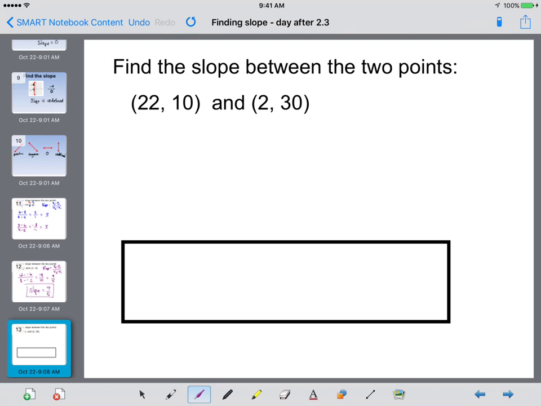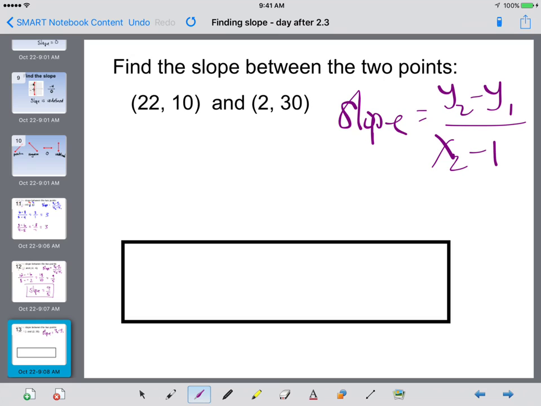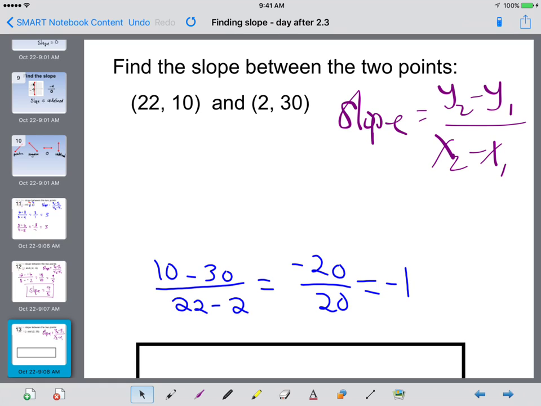Again, pause the video quick if you want to try this one on your own. In a couple seconds here, I'm going to reveal the answer to this slope. Reminder that the formula for slope is y2 minus y1 over x2 minus x1. So for this one, you should have gotten a slope of negative 1.